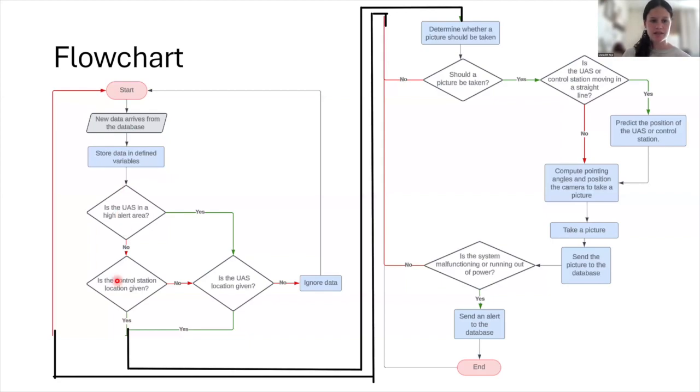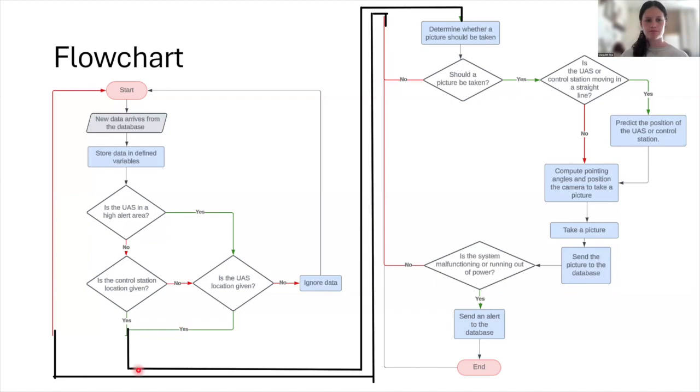Next, this section right here is following constraint number 2. So the code will allow a UAS in a high alert area to take precedence over a control station location, but it will attempt pictures of the control station location if the UAS is not flying in a high alert area. So that's directly from constraint 2, and that's what this block is concerned with. Now, if neither of these things are true, I'm going to go back to the start and wait for new data to arrive.